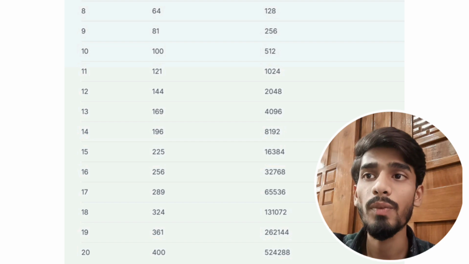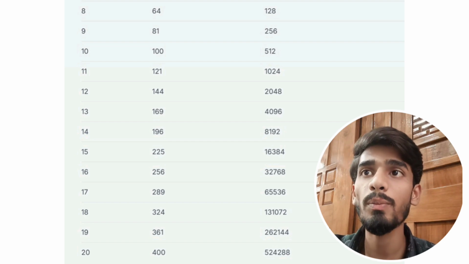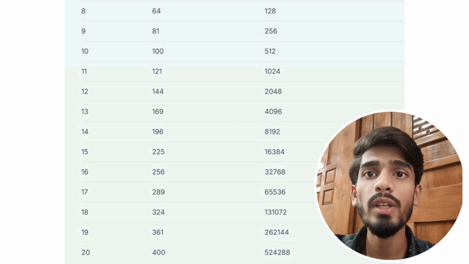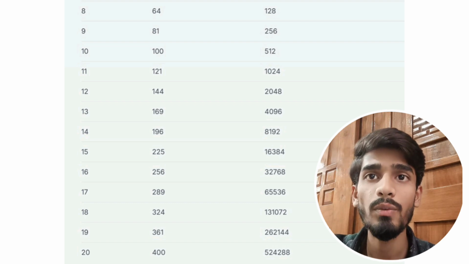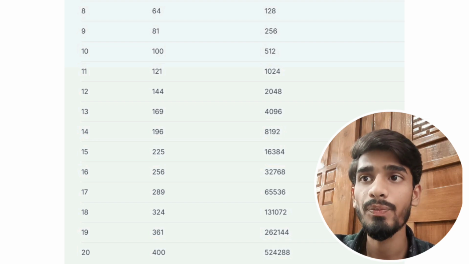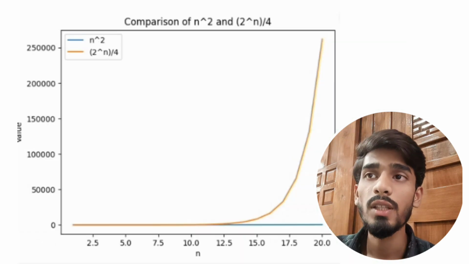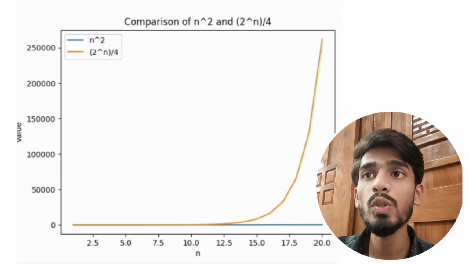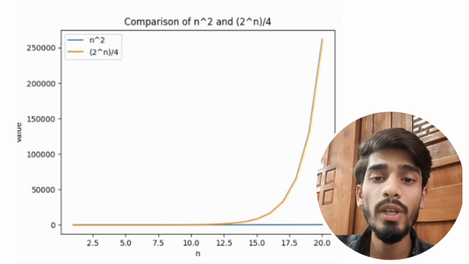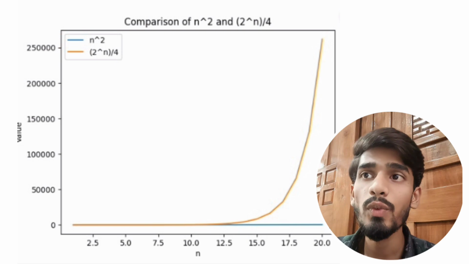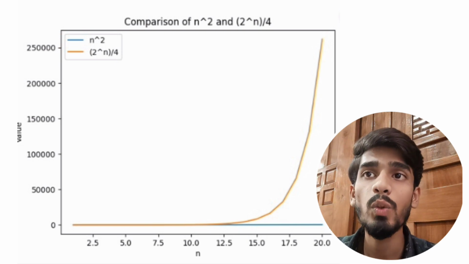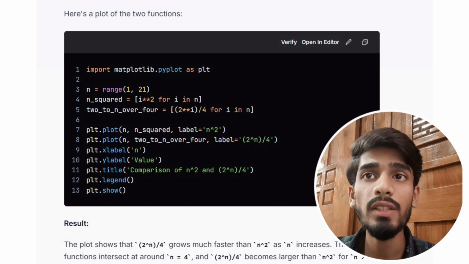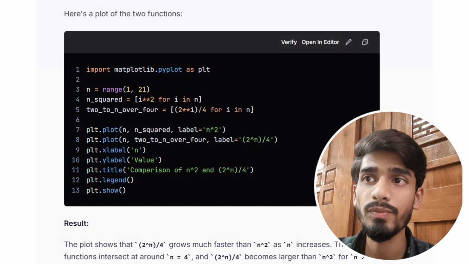So here is a plot which shows how n square and 2^n by 4 is changing for n is equals to 0 to 20. The plot shows that 2^n by 4 grows much faster than n square as n increases. The two functions intersect at around n is equals to 4 and 2^n by 4 becomes larger than n square for n greater than 4.